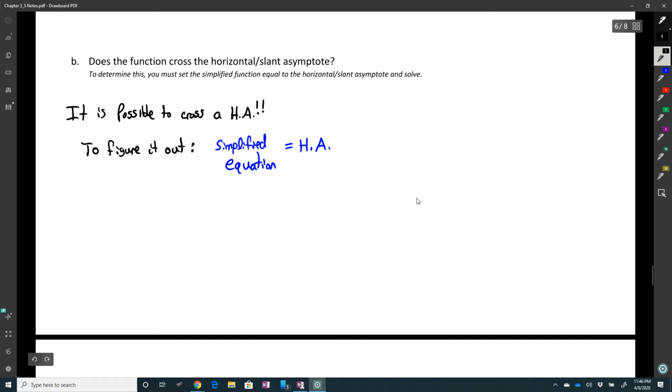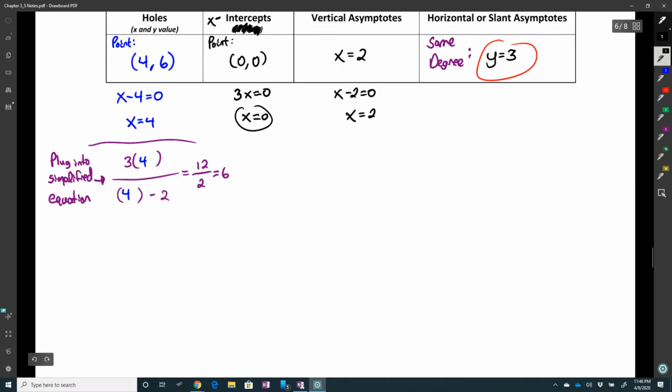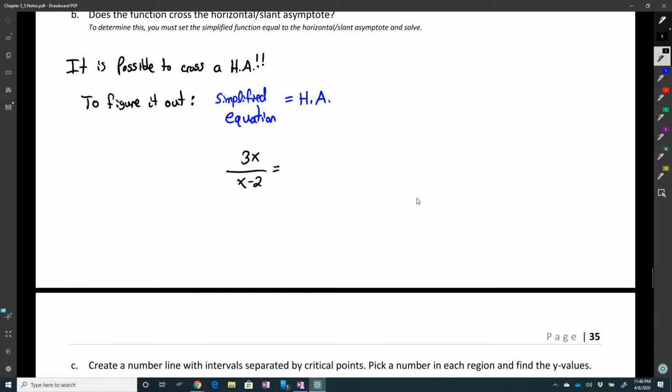So my simplified equation was just 3x over x minus 2. And my horizontal asymptote, if I go back to it, was 3. And so we solved that equation. If you get an answer, it means that yes, it does cross. If you don't get an answer, it means that it doesn't cross.